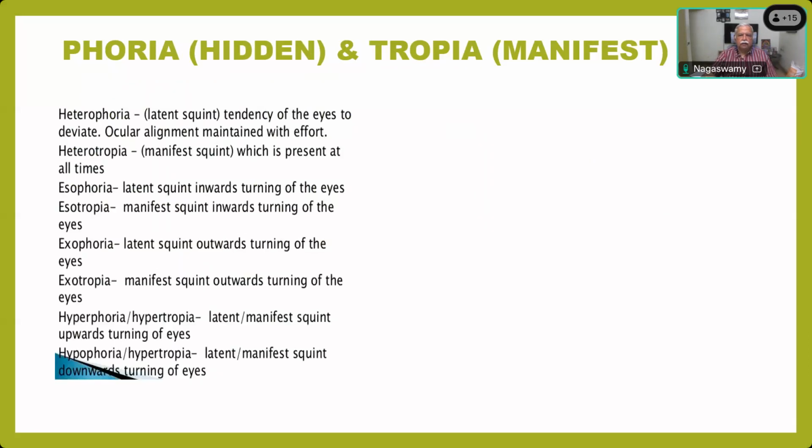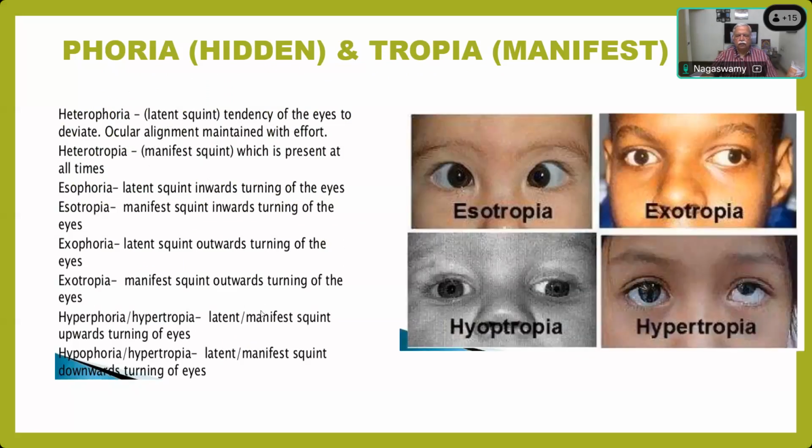Then there are various terminologies. Of course, the word phoria means hidden and tropia means manifest. So there are heterophoria, which is latent squint, and heterotropia, manifest squint. Esotropia means manifest inward turning of the eyes. Exotropia is manifest outward turning of the eyes, and hypotropia and hypertropia are when looking down and up.